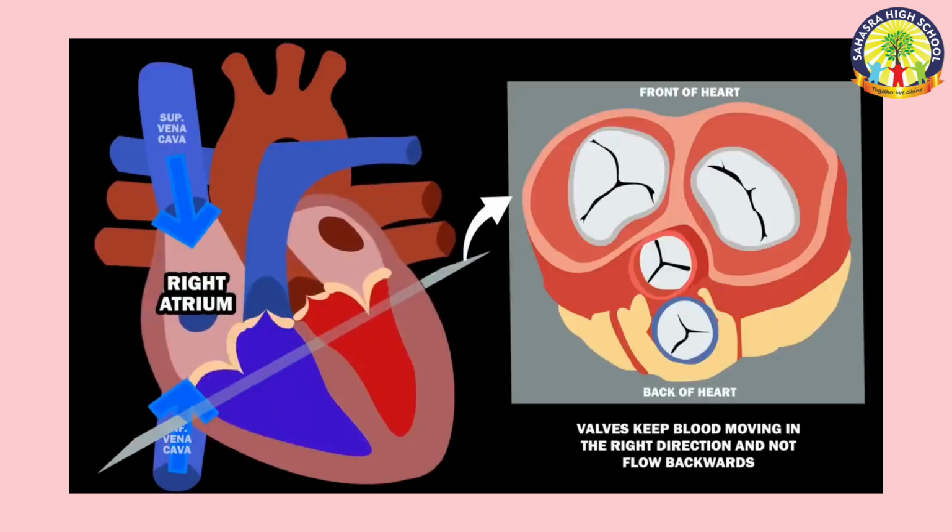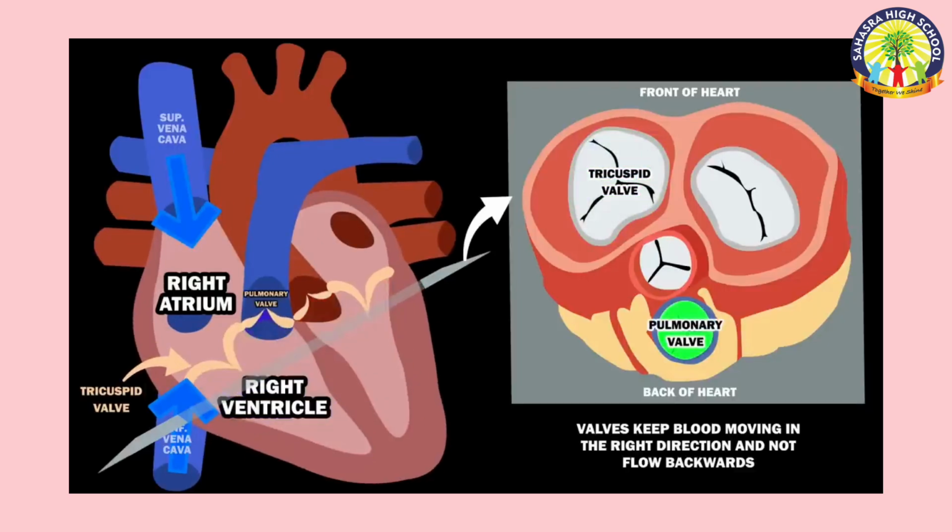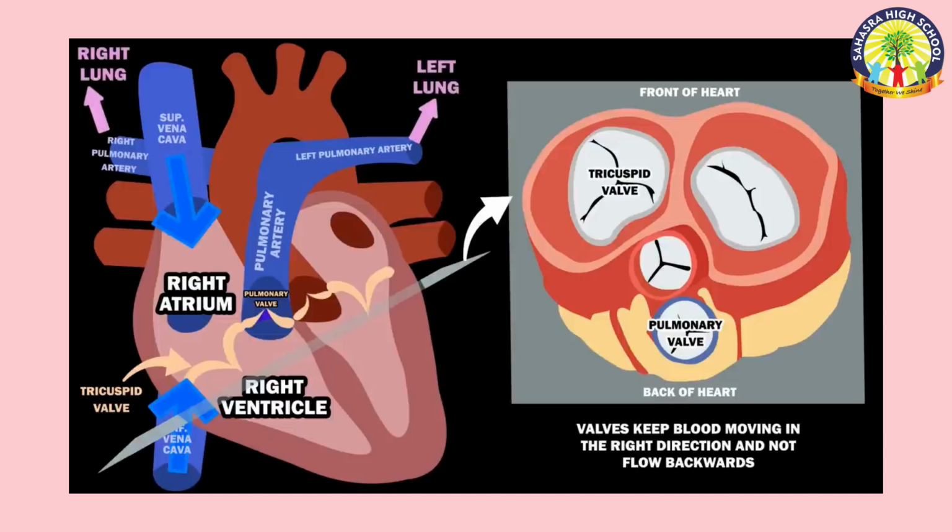Blood exits the right atrium through the tricuspid valve, so called because it has three flaps, and enters the right ventricle. The blood exits the right ventricle through the pulmonary valve and enters the pulmonary artery. Again, it is an artery because blood is flowing away from the heart, but it is blue because it lacks oxygen. The pulmonary artery splits into the left and right pulmonary arteries, which go to each respective lung.